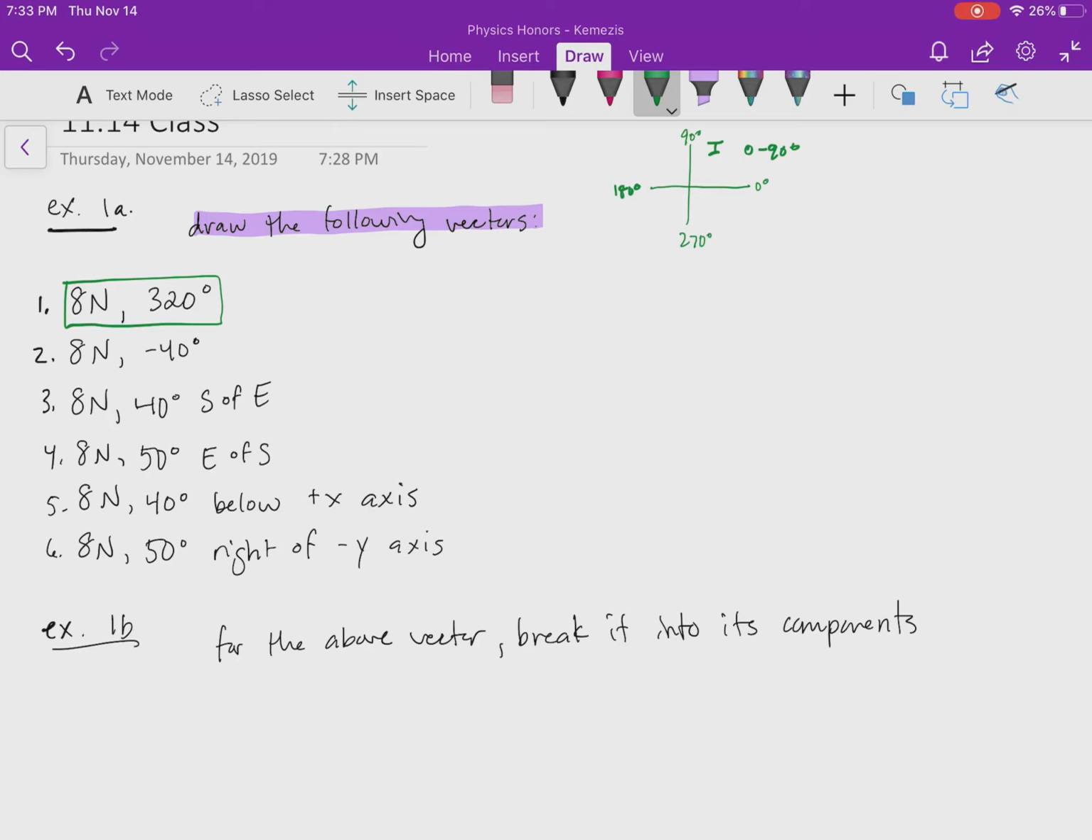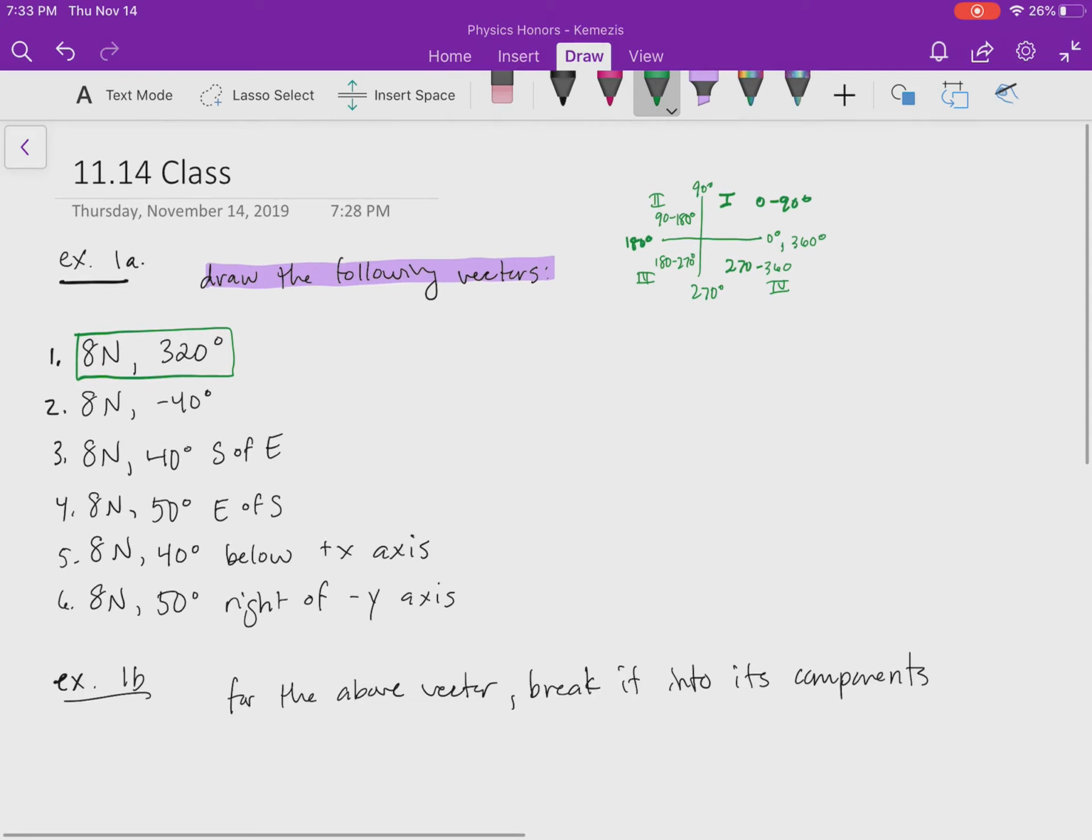Anywhere between 0 and 90 is in the first quadrant, anywhere between 90 and 180 is in the second. Then we have our third quadrant, anywhere between 180 and 270, and then remember 0 can also be thought of as 360, so 270 to 360 gets us into that fourth quadrant. So if we are 320 degrees, we are in our fourth quadrant here.